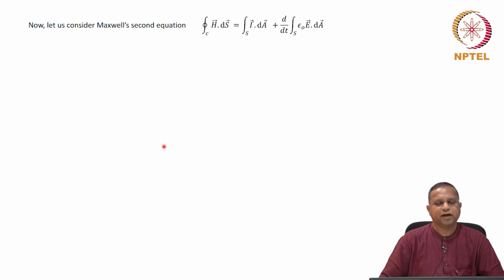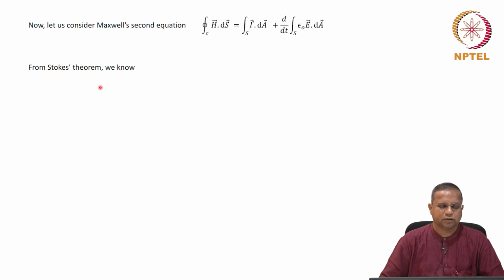Now let us consider Maxwell's second equation. The contour integral over a surface of H dot ds equals the surface integral of I dash dot dA plus d/dt of the surface integral of epsilon naught E dot dA. Okay. This is Maxwell's second equation. You can go back and check.